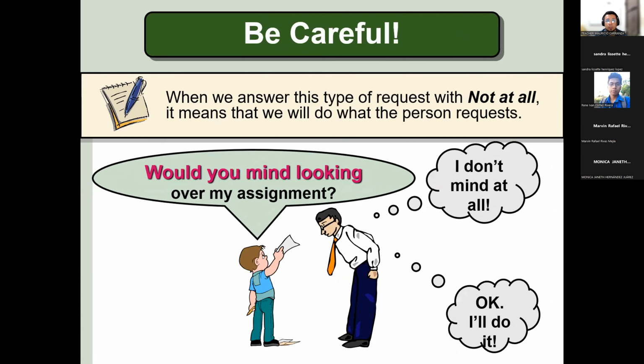Yo lo leo. So, would you mind looking over my assignment? ¿Le importaría revisar mi tarea? No, no hay problema, dice. I don't mind at all. Ok, I'll do it. Hay como dos opciones, ¿verdad? El decir not at all o el decir sure. Not a problem, right? Es opcional, pero es para que también tengan otra opción. Not at all. Es como una respuesta en medio. No, no hay problema. And that's basically it. Any question?